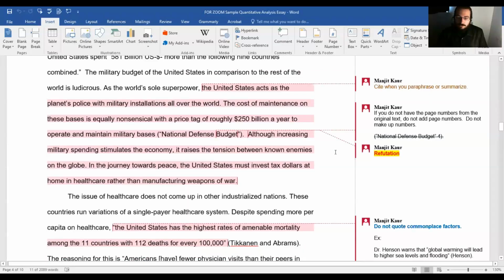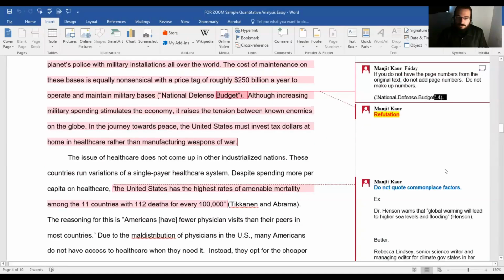Cite when you paraphrase or summarize. Every time something is not your creation, you are borrowing an idea, whether you're summarizing it or paraphrasing it. If you're borrowing it from a source, you have to credit that source. Here you see this, the author has paraphrased, and he's given credit by putting a parenthetical citation at the end.